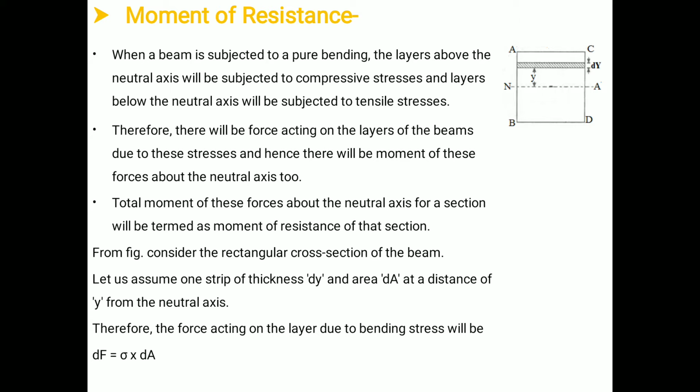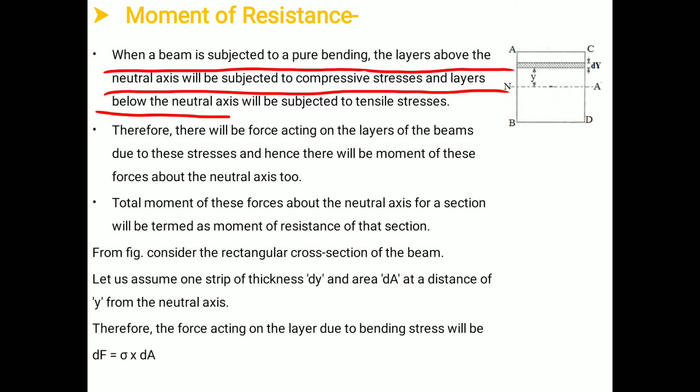What does it mean? When a beam is subjected to pure bending, the layer above the neutral axis will be subjected to compressive stresses and the layer below the neutral axis will be subjected to tensile stresses. All of you know that in pure bending the beam will bend into the arc of a circle. Therefore, the layer above the neutral axis is under compression, whereas the layer below the neutral axis is under tension.